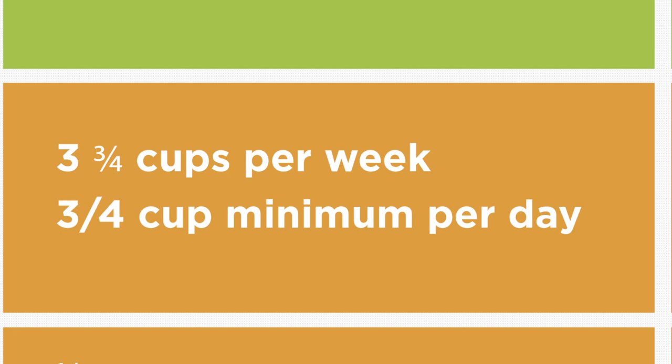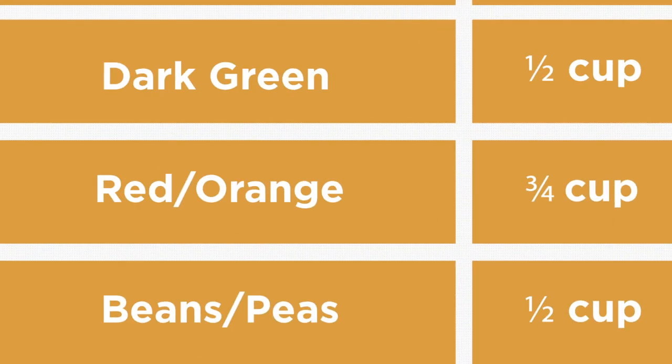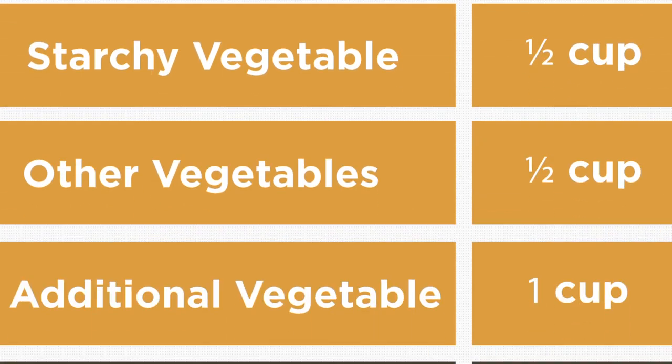The weekly amounts must be offered from a variety of vegetable subgroups, which includes a 1/2 cup of dark green vegetables, 3/4 cup of red or orange vegetables, a 1/2 cup of legumes such as dried beans or peas, a 1/2 cup of a starchy vegetable, a 1/2 cup of other vegetables. 1 cup of additional vegetable from any subgroup can be added to reach a total for the week.